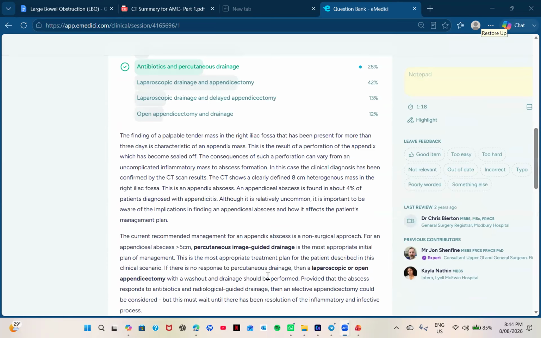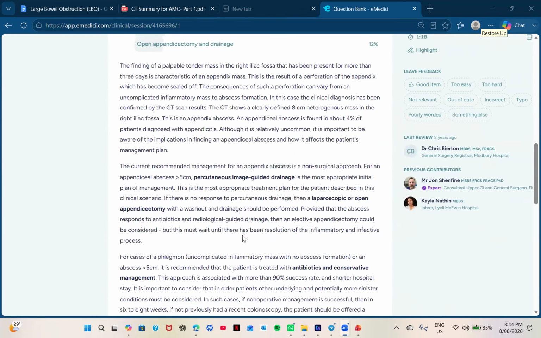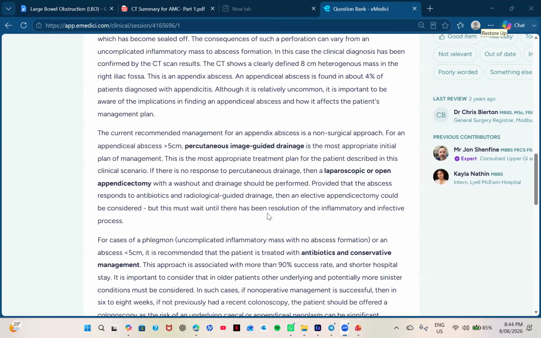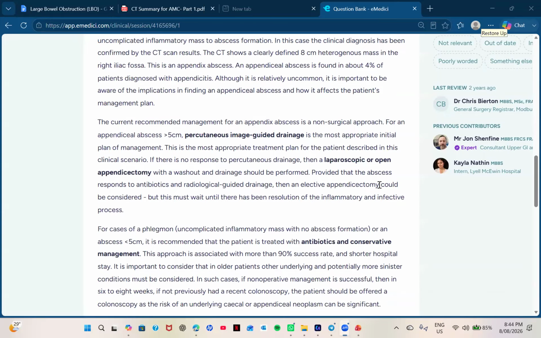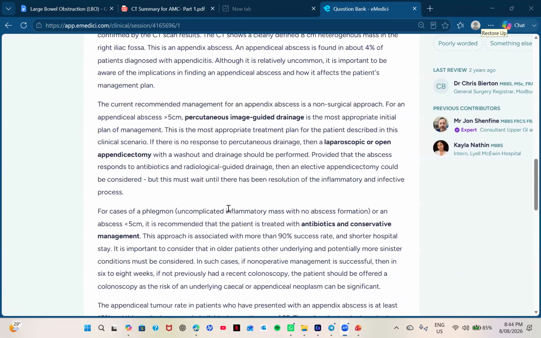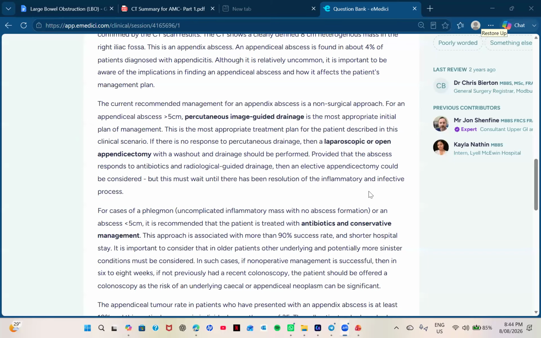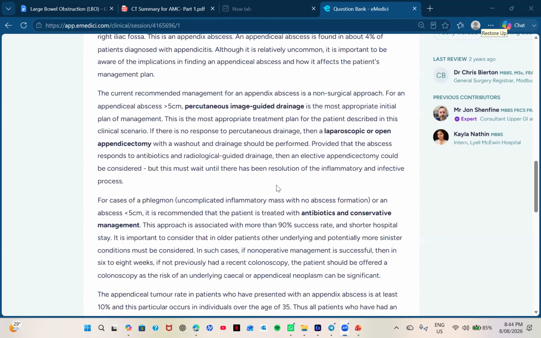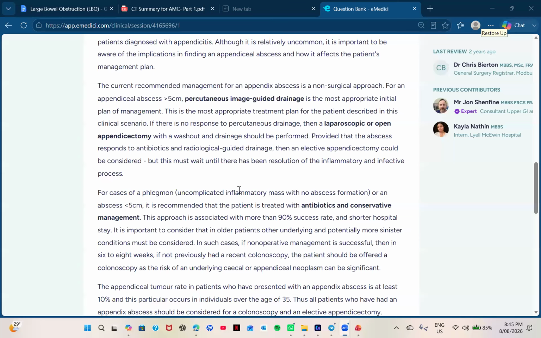Okay, so we were here, right? If the scenario is not responsive to the percutaneous drainage, then laparoscopic or open appendectomy with washout and drainage should be performed. Provided that the abscess responds to the antibiotic and radiologically guided drainage, then elective appendectomy could be considered, but this must wait until there has been resolution of the inflammatory and infective process, right?